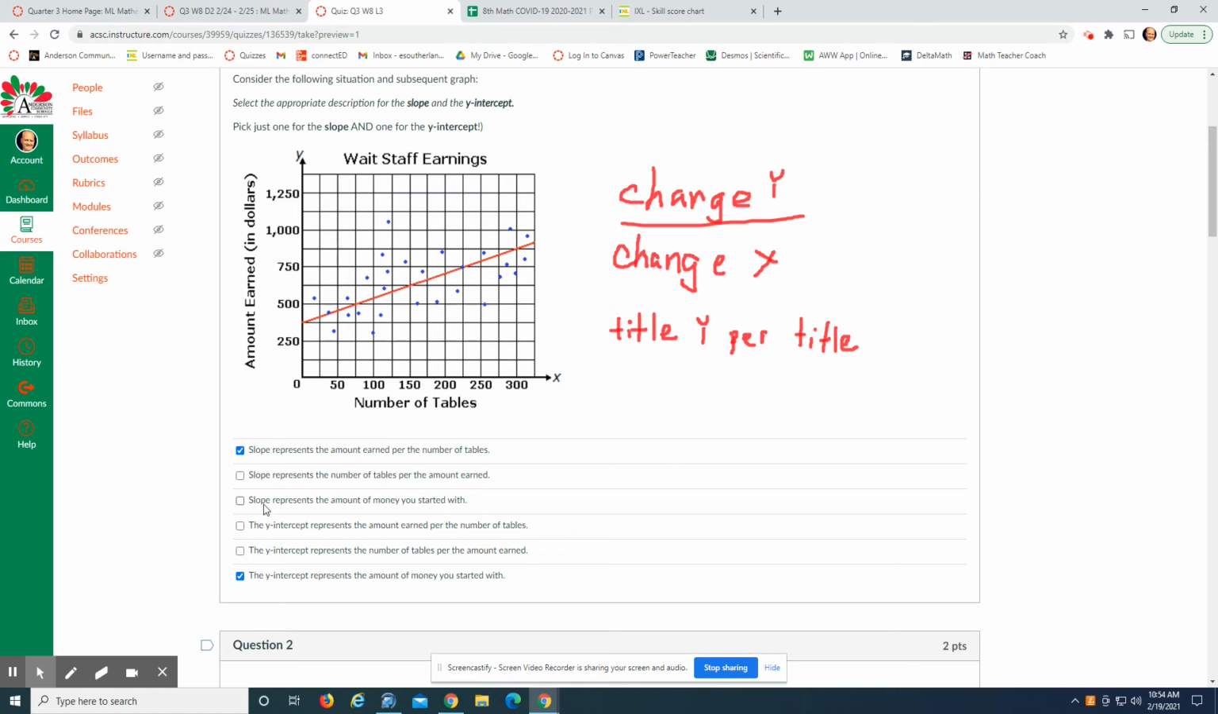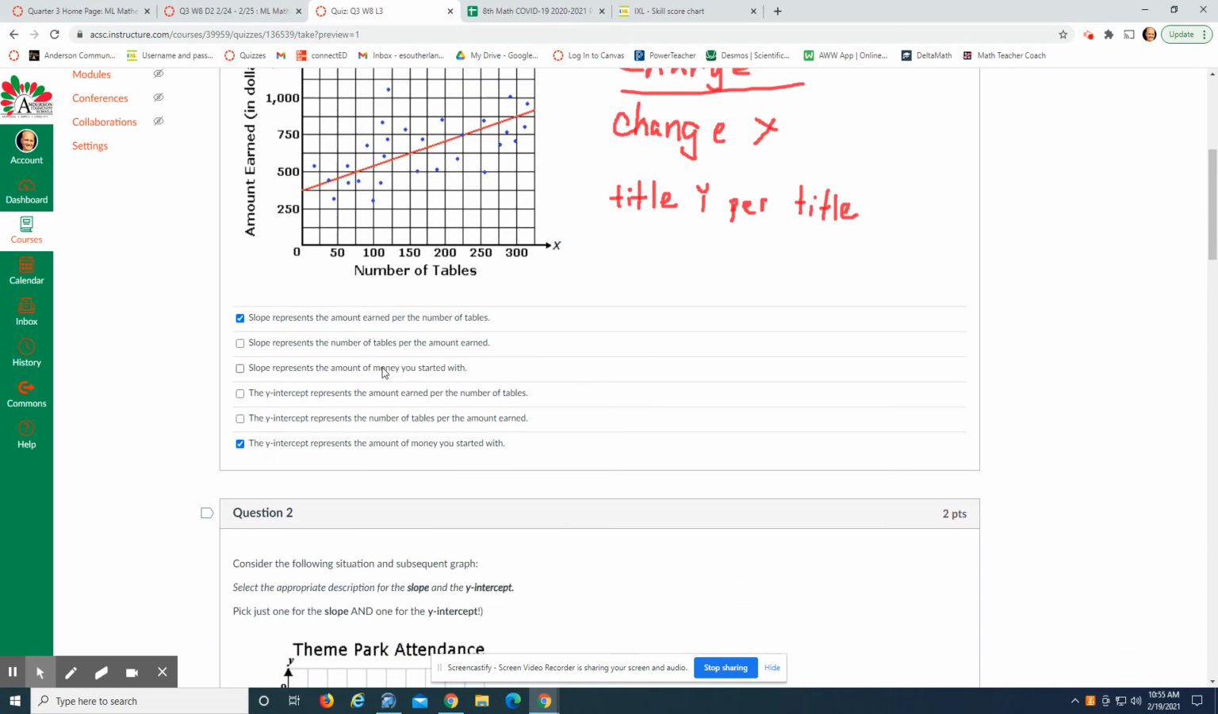And the reason it's not the third one is because it says started with. Well, that's just trying to trick you, because that's not what slope means. That's what the y-intercept means.